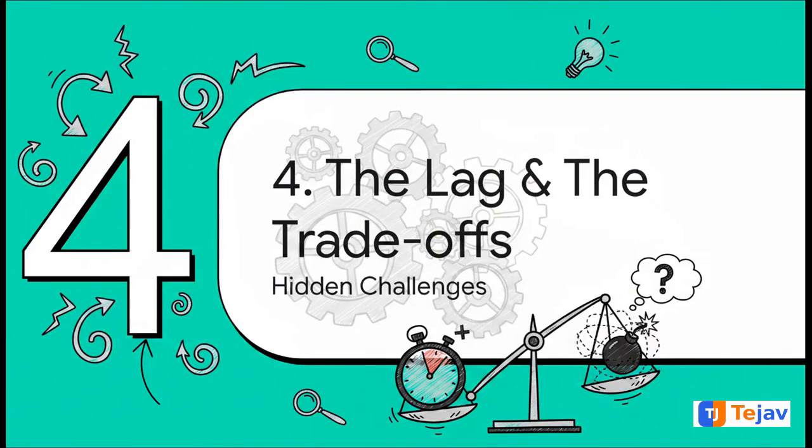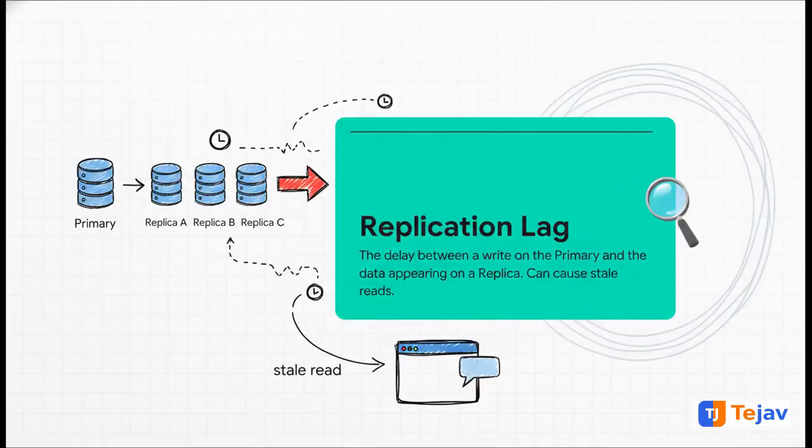But in system design, there's always a catch. There's no such thing as a free lunch. That incredible speed we got with asynchronous replication introduces a sneaky but critical problem, and it's a favorite topic to bring up in interviews. This challenge is called replication lag. It's simply the delay between when data gets written on the primary and when that same data actually shows up on a replica. So a user could post a new comment, immediately hit refresh, and poof, it's not there. Why? Because their read request went to a replica that hadn't gotten the news yet. They're reading what we call stale data.